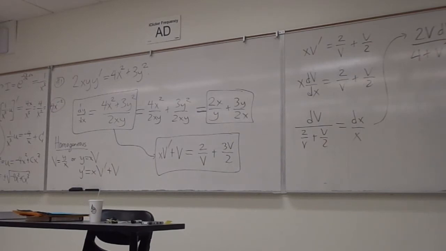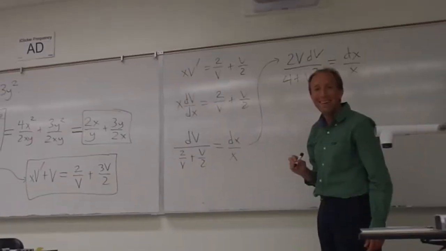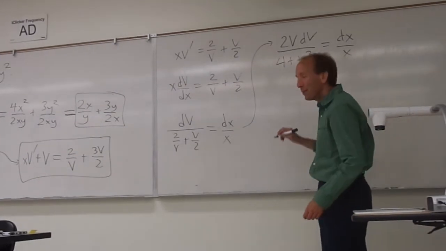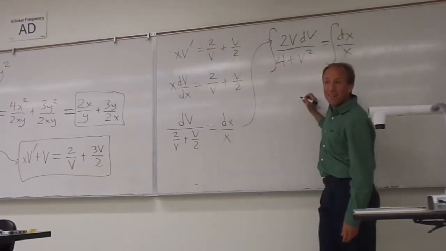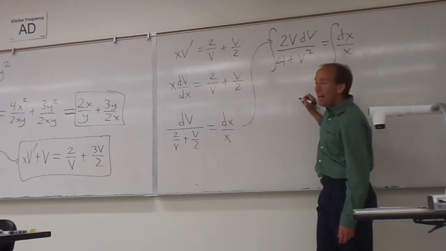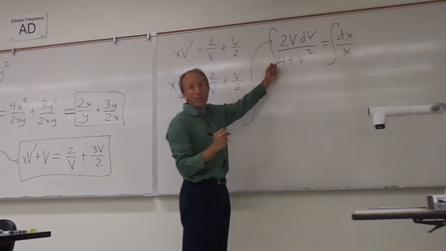Now we've got it pretty well separated, right? This is kind of what we were shooting for. Gotcha. Now I've got a cameraman here. Okay, good. So throw integral signs in front of both sides. And now, how do I do this first integral here?